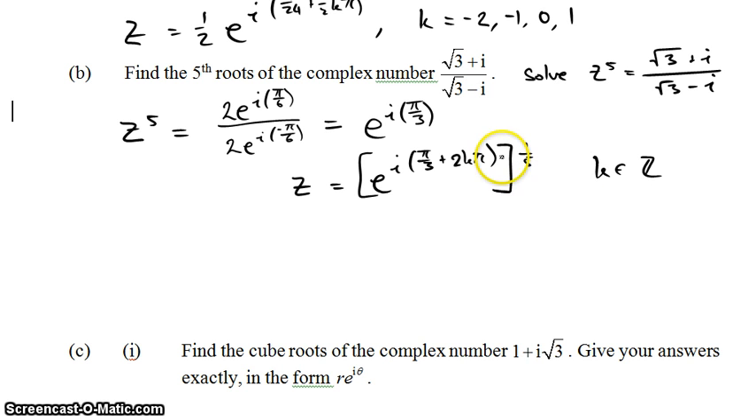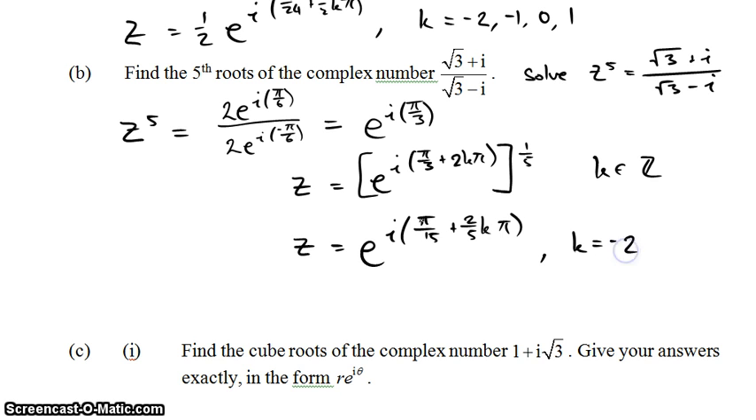And then what do? Well, I just move that in. So this is z equals e to the i(pi over 15 plus 2 over 5 k pi). And then I look at the values of k that I can use. So the smallest value again that you can see here is k equals -2, because -3 would be too small already. So -2, -1, 0, 1, 2. The 5 values up from -2.